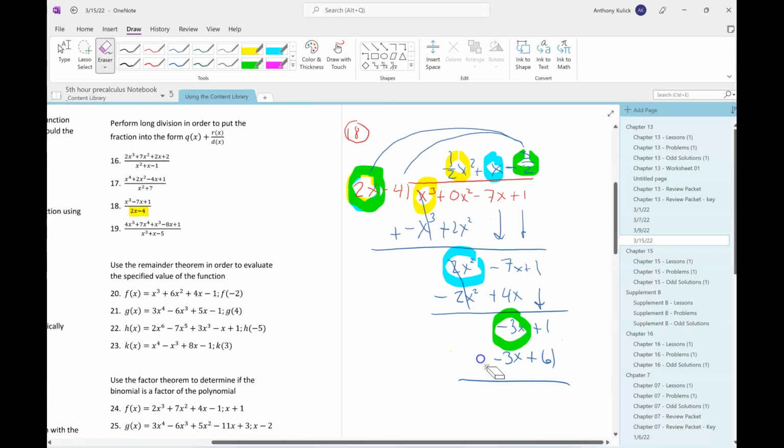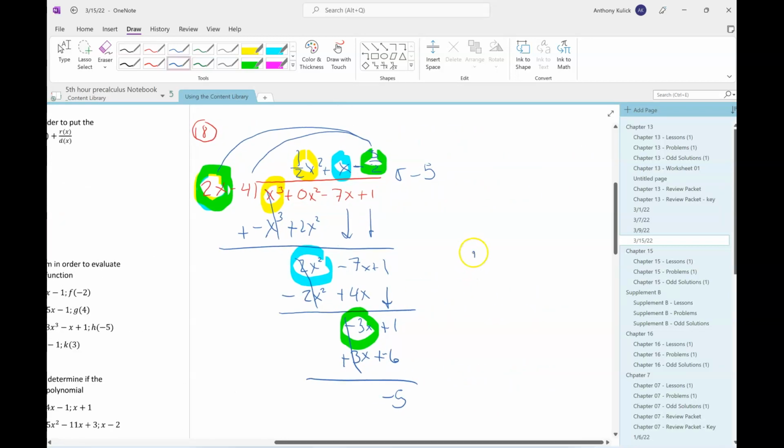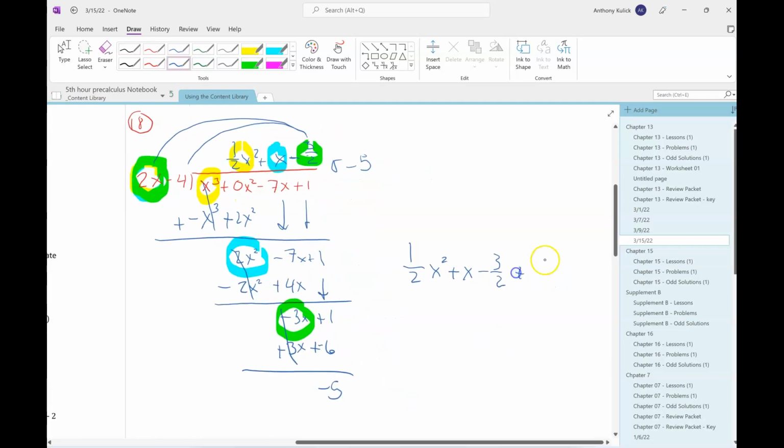Again, Mr. Kulik says distribute the negative to turn it into an addition problem. Negative 3x plus 3x is 0. 1 plus negative 6 is negative 5. So we'd say the answer there would be 1/2 x squared plus x minus 3 over 2 plus my remainder over my divisor.